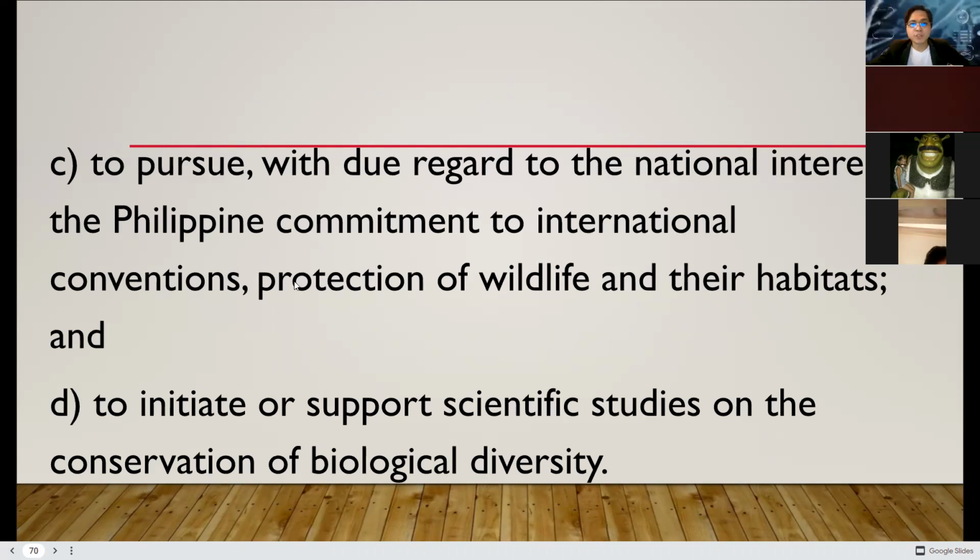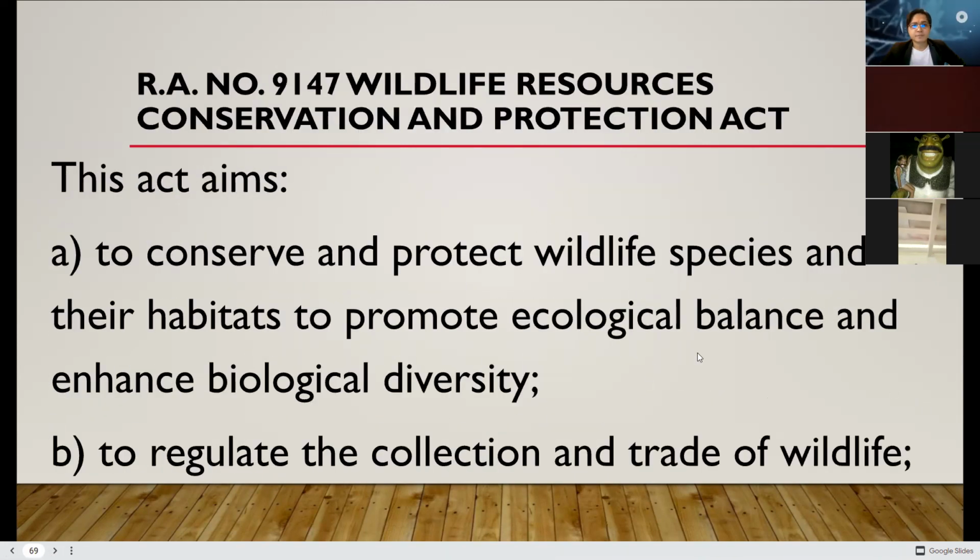This is also to pursue with due regard to the national interest the Philippine commitment to international conventions, protection of wildlife and their habitats, and to initiate or support scientific studies on the conservation of biological diversity. That is under RA 9147.